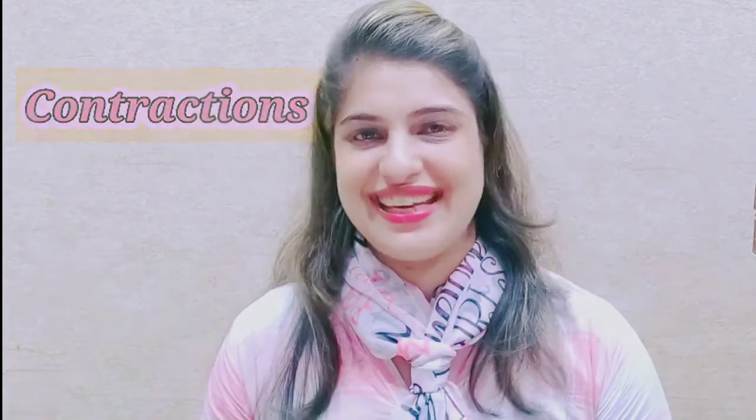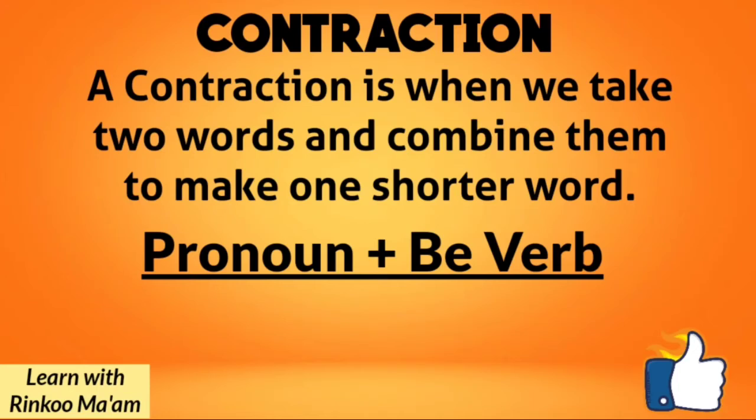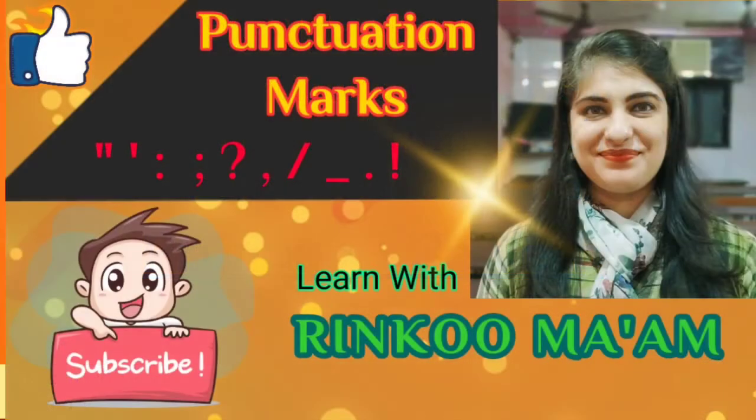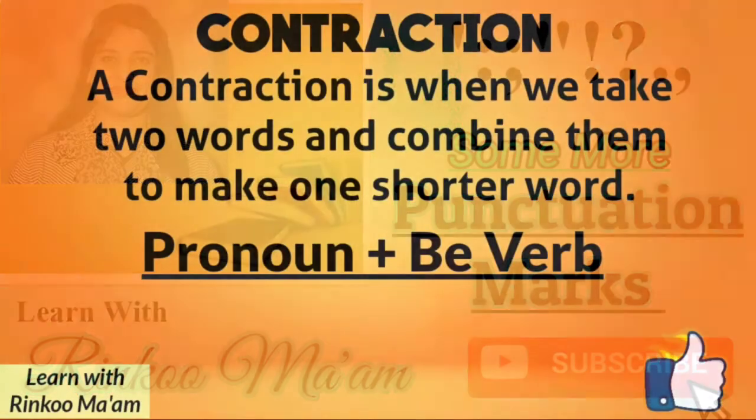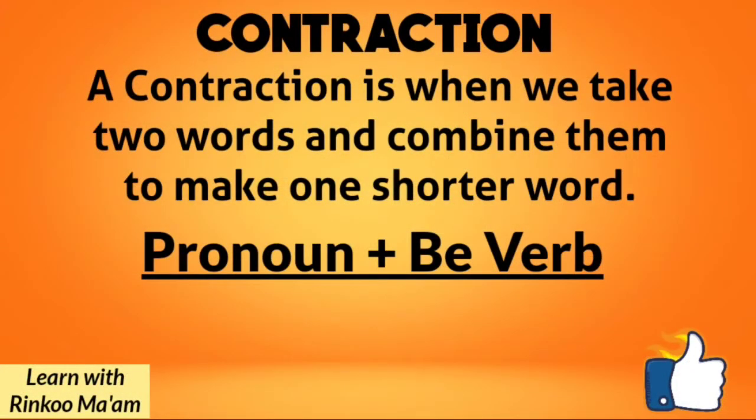So let's get started. A contraction is when we take two words and combine them to make one shorter word. The contractions that are commonly used in the English language are formed by combining a pronoun and a be verb. We make use of an apostrophe mark to make contractions. Do watch my previous video on punctuation marks to understand this better. Now let's check some interesting examples of contractions.